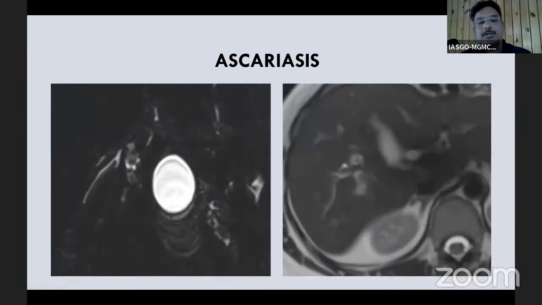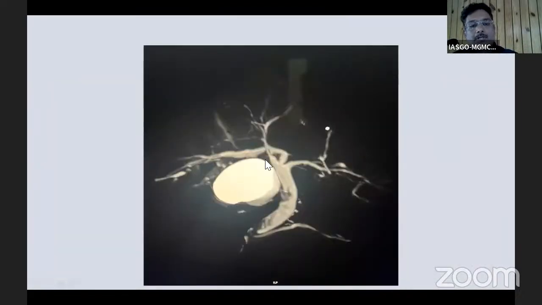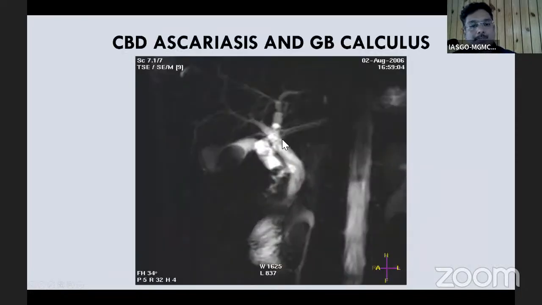In the same patient, we can see a similar finding in the dilated IHBR in segment 6, suggestive of ascariasis. This patient also had an anatomical variant: trifurcation pattern, with a horizontally oriented right posterior sectoral duct, vertically oriented right anterior sectoral duct, and left hepatic duct. Another case with CBD ascariasis, with a curvilinear filling defect. The patient also had a GB stone.